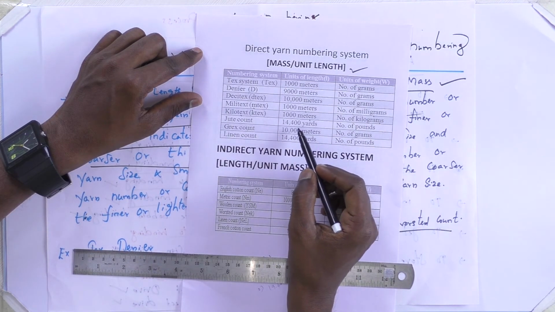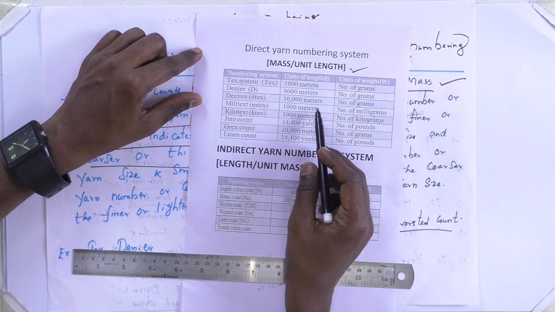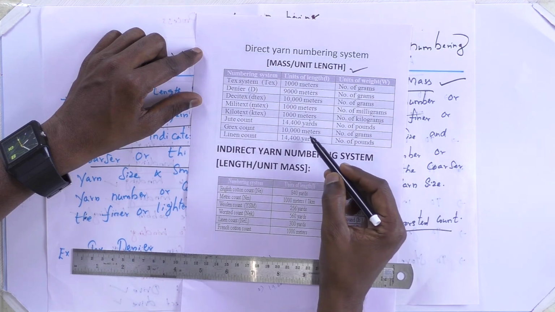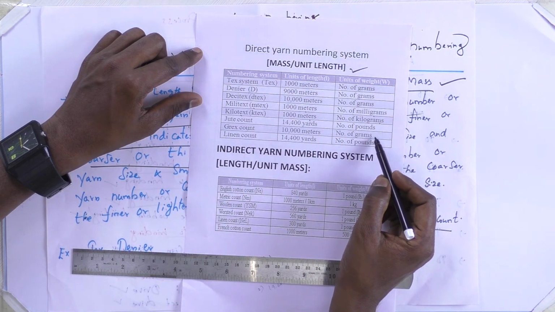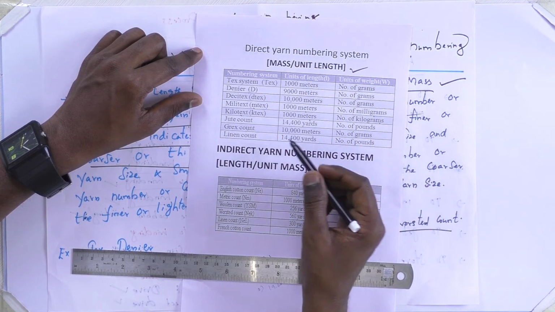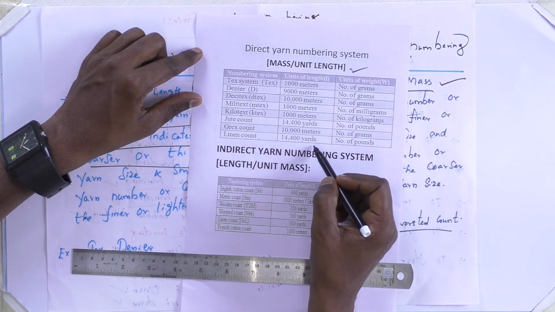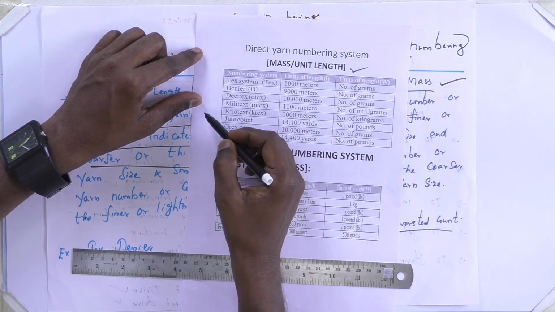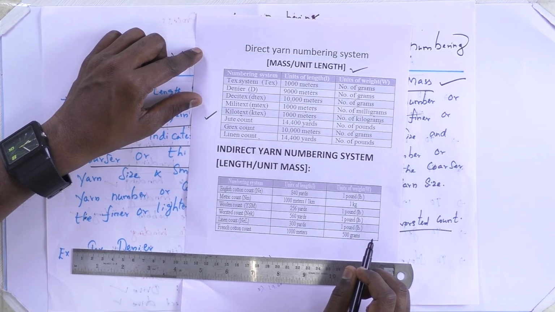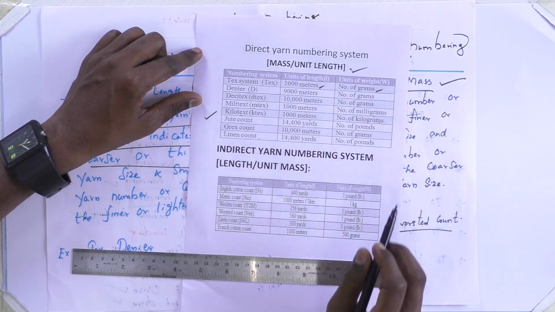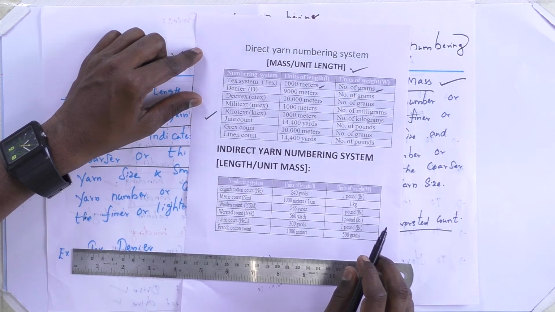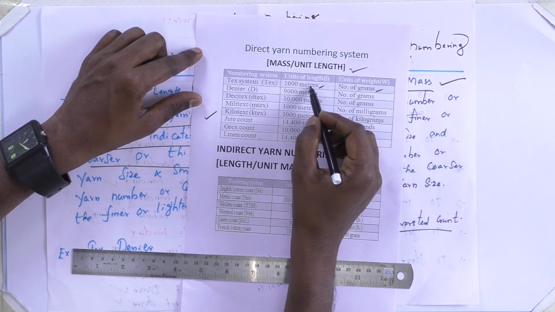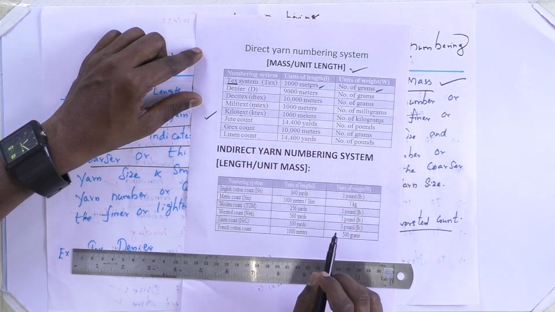And Jute count, 14,400 yards is the length unit. Here number of pounds is used. Here Greg's Tex, 10,000 meters of yarn, number of grams is the weight unit. Here Linen count, 40,400 yards for number of pounds. These are the direct yarn numbering systems. So the number of grams in 1000 meters of yarn is called Tex system.